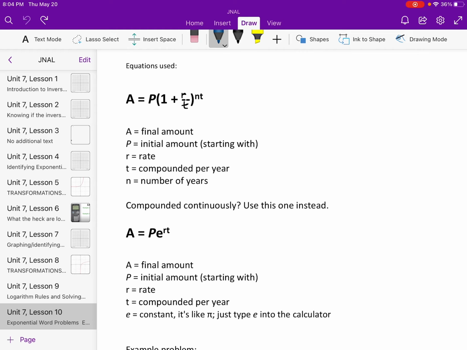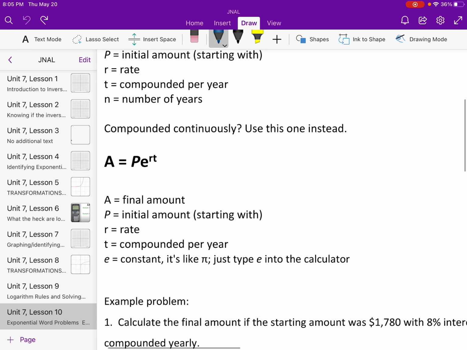If it is compounded continuously, then use this one instead: A equals P E to the RT power. A is still the final amount, P is still the initial amount, R is still the rate, and T is still the time, but E is a constant, and we've talked about that. It's just like pi. You don't need to know what E is. It's not going to be given to you because it's just a value that there is. You just push the E button on your calculator, and you plug that in.